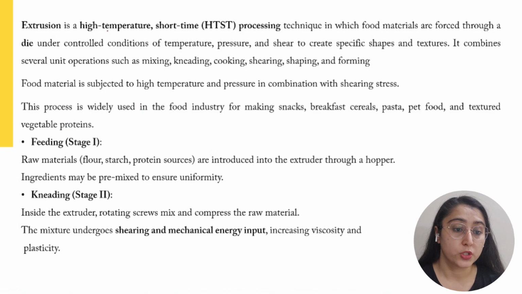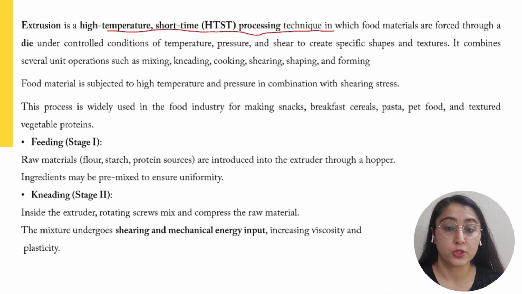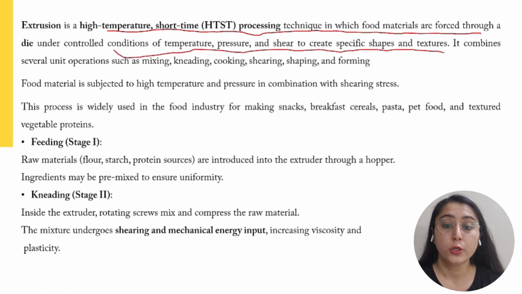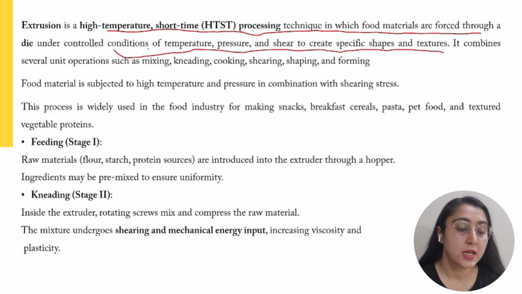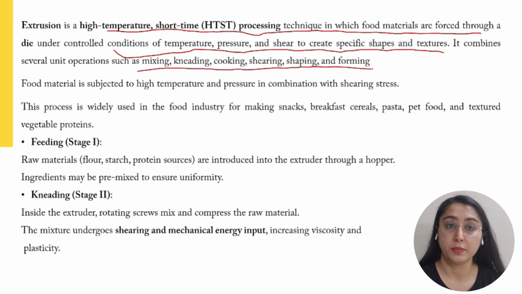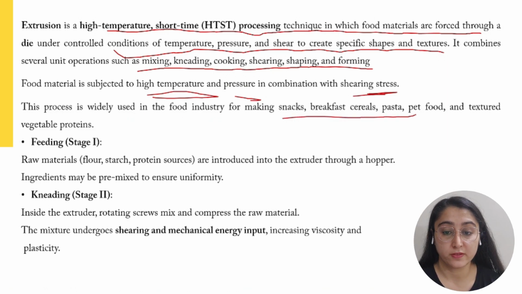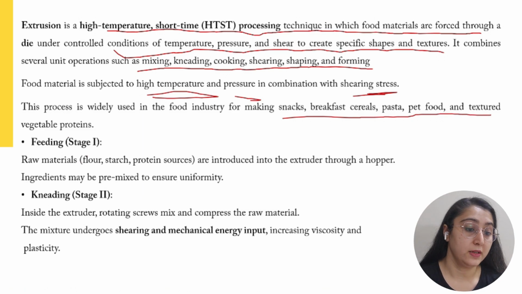So firstly, extrusion is a high temperature and short time processing technique in which the food materials are forced through a die under controlled conditions of temperature, pressure, shear to create specific shape and textures. It combines several unit operations such as mixing, kneading, cooking, shearing, shaping and forming. Food is generally subjected to very high temperatures and pressure in combination with a shearing stress. Now the process is widely used in the food industry for making snacks, breakfast cereals, pasta, pet foods and texture vegetable proteins.